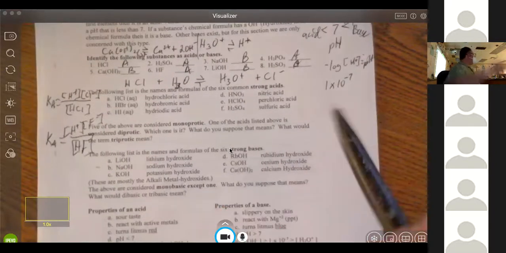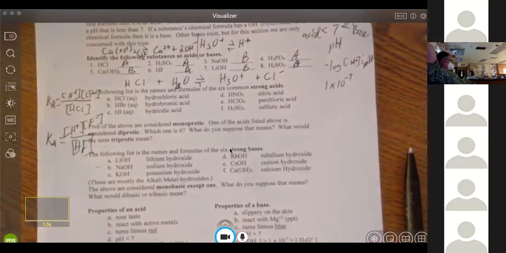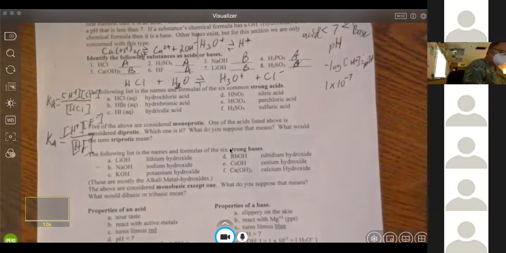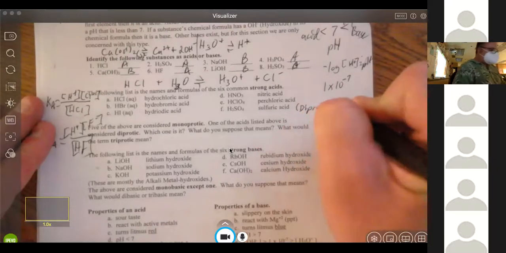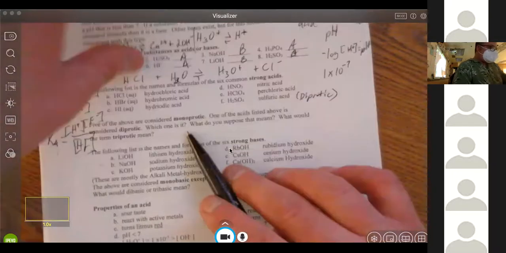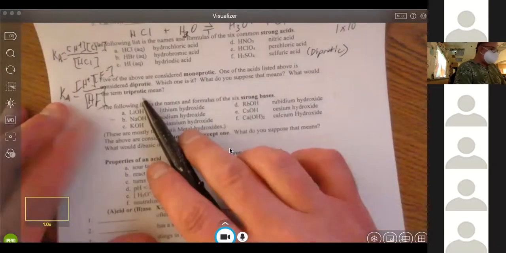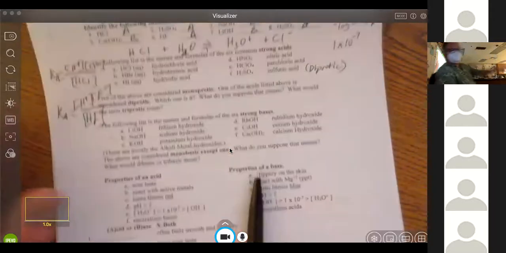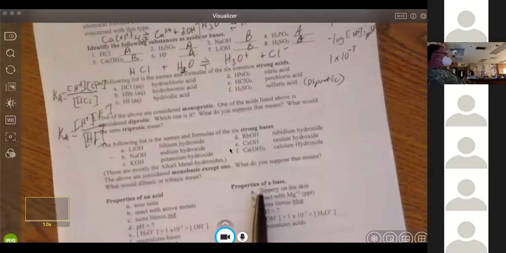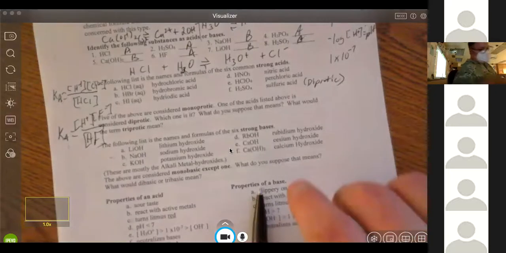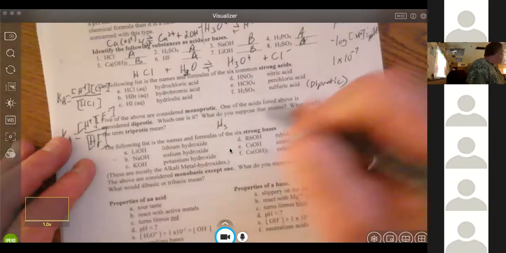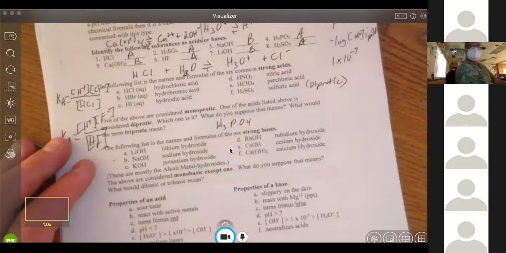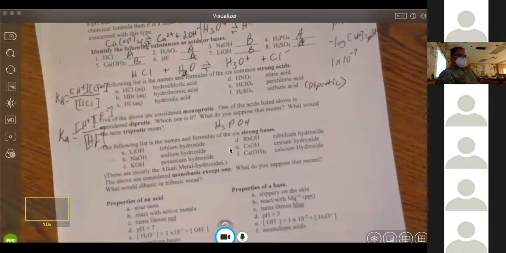All of the above are monoprotic except for who? You got it, sulfuric acid is diprotic. What would be an example of a triprotic acid? Phosphoric acid. Good. Or, as Claudia said, H3PO4. Easy enough.